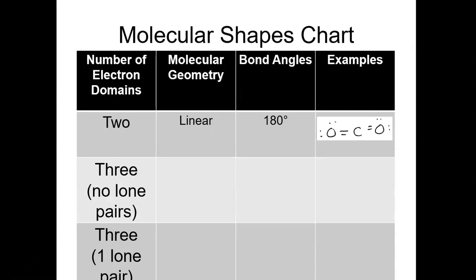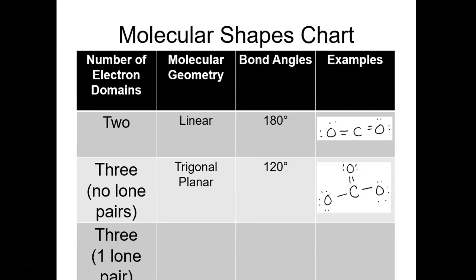Okay, so if we have 2 electron domains around a central atom, like CO2, the furthest away they can be from each other is 180 degrees, right, if a circle is 360. So carbon dioxide would have bond angles of 180 degrees, and because that's a straight line, we call that linear, not very creative.